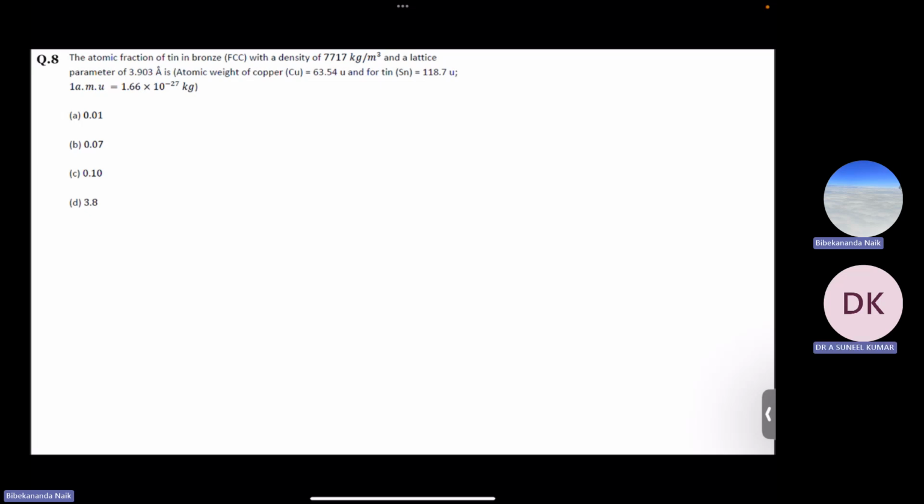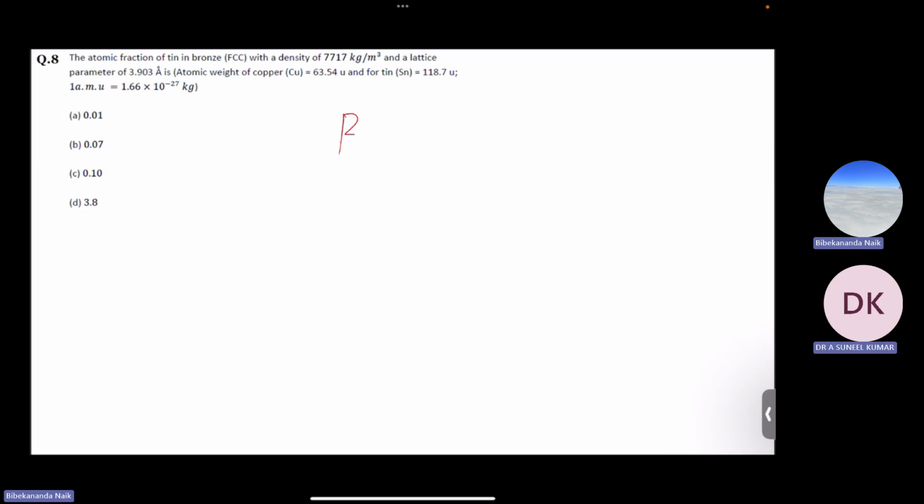The question says: the atomic fraction of tin present in bronze, which is an FCC crystal with a density of 7,717 kg per meter cube and a lattice parameter of 3.903 angstrom, will be what? Option A 0.01, option B 0.07, option C 0.10, and option D 3.8. The question asks what is the atomic fraction of tin in bronze?